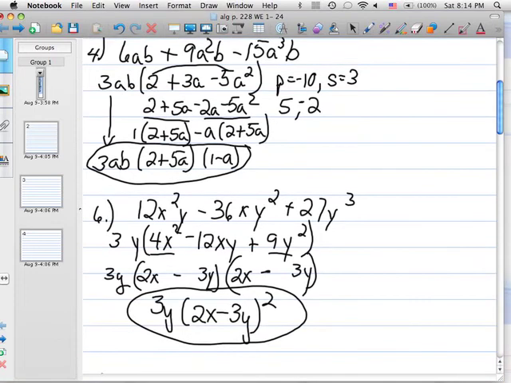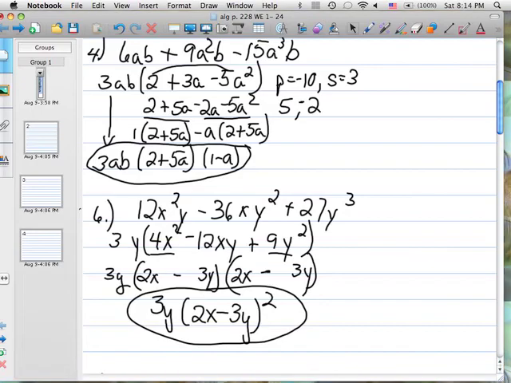Problem number 6, we have 12x squared y minus 36xy squared plus 27y cubed. Again, pull out your greatest common factor, which is a 3 for the three numbers, and they all have a y. To get back to the first term, you need to multiply by 4x squared. To get back to this term, multiply by a negative 12xy. And the last term, a positive 9y squared.